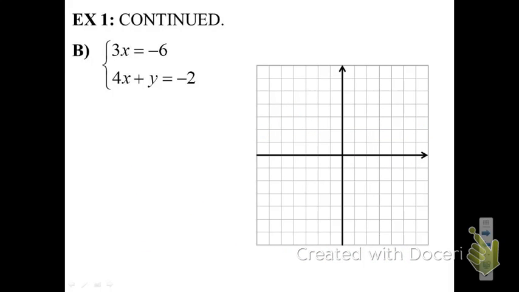Okay, our second one, our very first step says to solve for y, and since there is no y, we're going to solve for x. So to solve for x, we're going to divide by 3, and it gives you the equation x equals negative 2. That's a vertical line at negative 2.